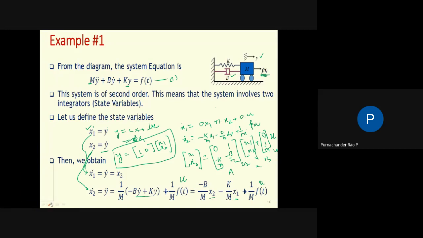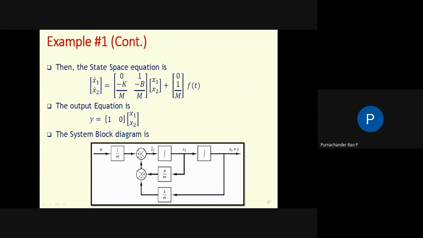And this one is your state equation. So this is matrix C, and this is your matrix A, and this is matrix B, okay. So A is equal to 0 1, minus k by m, minus b by m, and B is 0, 1 by m, and C is 1 0. So this is the state space equation, and now this is your output equation.